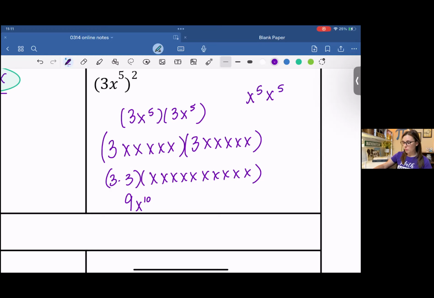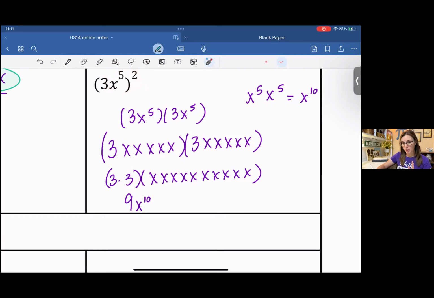And we know that when we multiply components, we're actually adding. So you have to be very careful there. When you have a power to a power, it means multiply. 5 times 2 is 10.